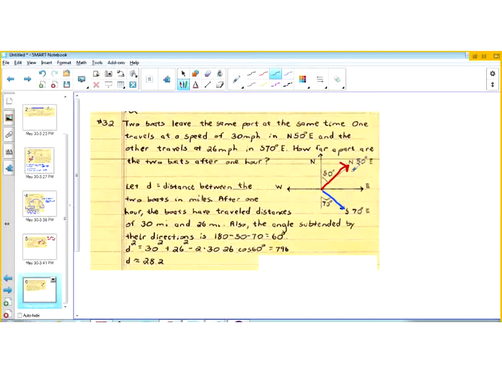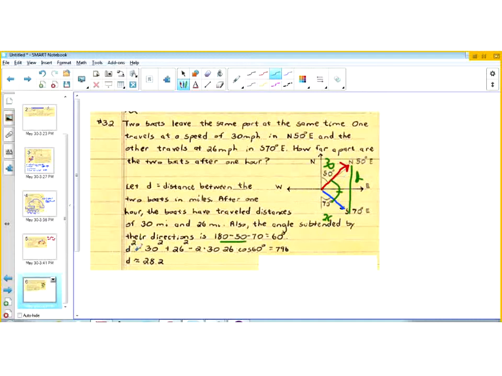Okay, so after 1 hour, this will be, say, the distance between the 2 boats as shown in green. So we want to measure that distance. So this is D. After 1 hour, this boat has traveled 30 miles, and the other boat has traveled 26 miles here. So the angle subtended by their directions, we need this angle. That would be 180 minus 75, minus 70 minus 50, so that's 60 degrees.